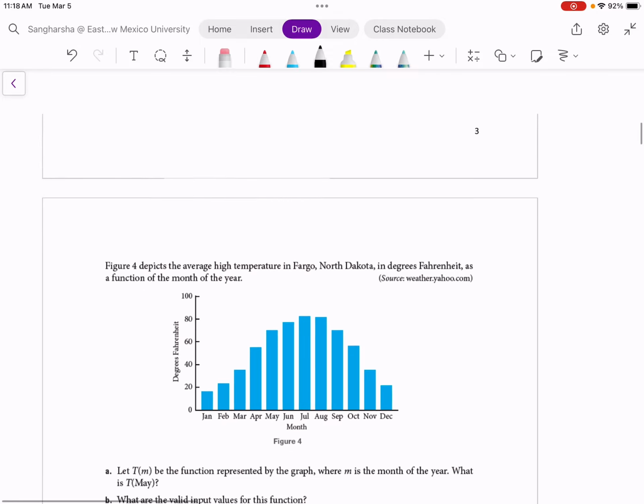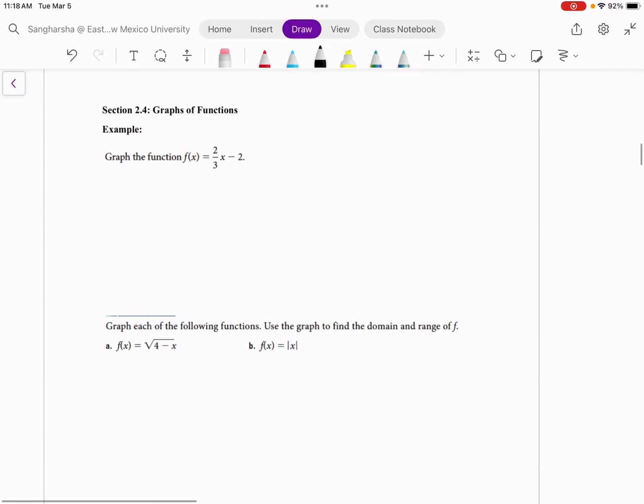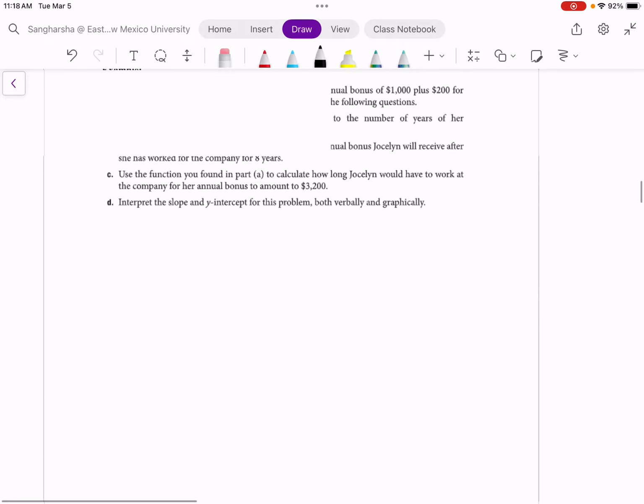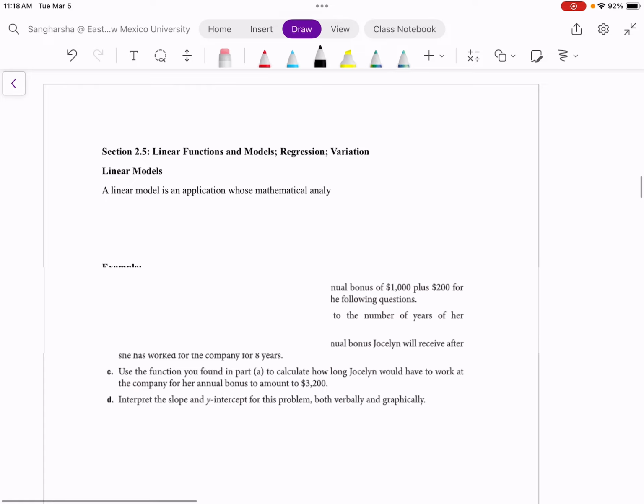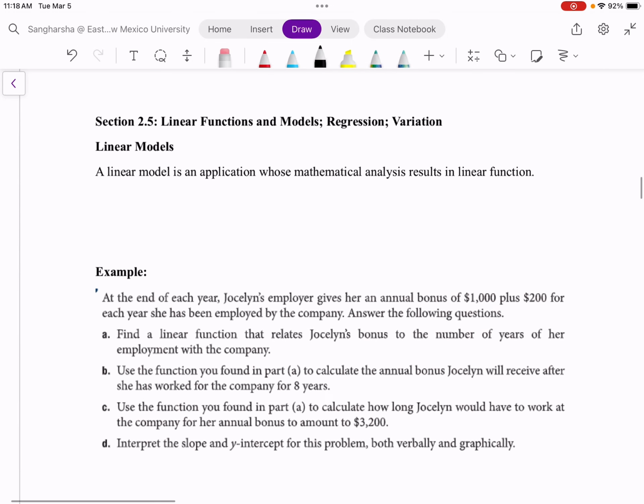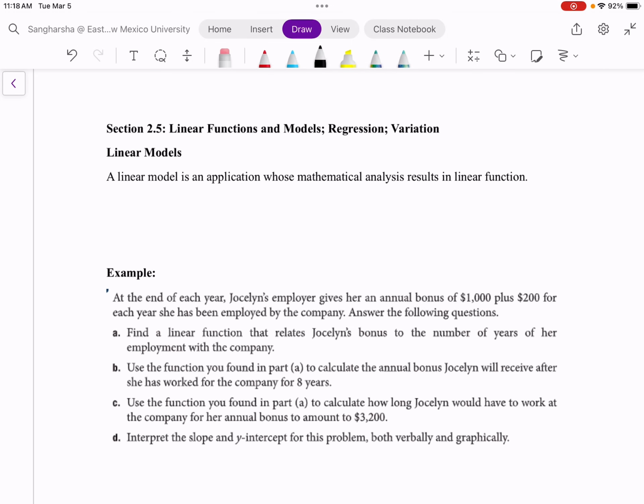Okay, so we have this section 2.5, and I have an additional handout for section 2.5. Let me know who does not have this additional handout. Anyone else? Okay.